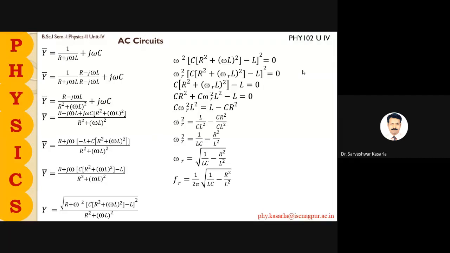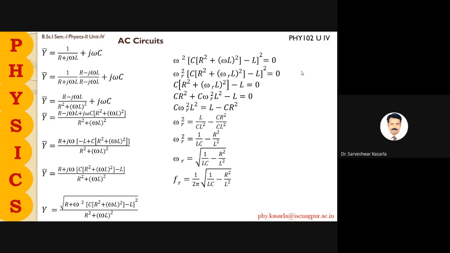If you just go on writing the equations, it will be easy. Then in the next lecture, we'll see the power factor in AC circuit. That will be our last topic. After that, we'll discuss some numerical problems and go further.